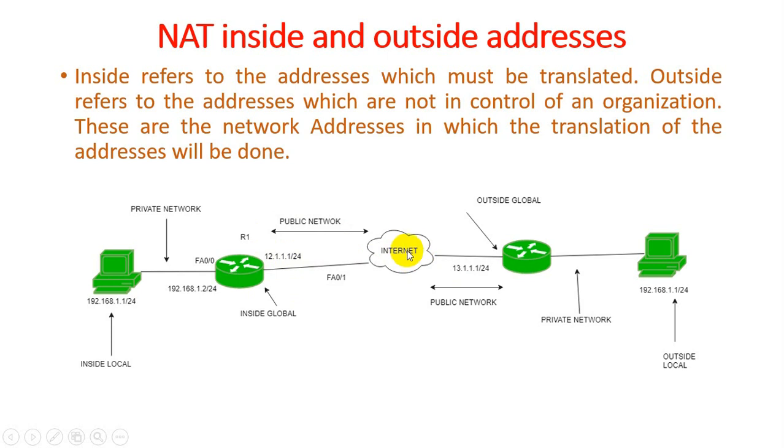Based on this internet, if some outside global network has some information known as 13.1.1.1, it is a public address of the outside network, and its private IP address is known as 192.168.1.1. So it is outside local. So I think now you are clear.